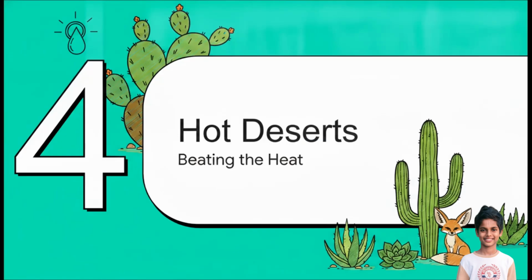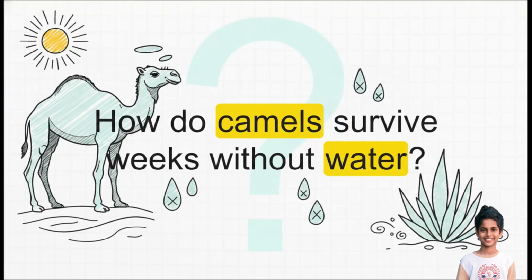All right, Section 4, Surviving the Hot Deserts, Beating the Heat. Let's travel to the hottest, driest places on Earth, the deserts. Out here, water is the ultimate luxury, so animals extract it from fleshy plants or even the bodily fluids of their prey.